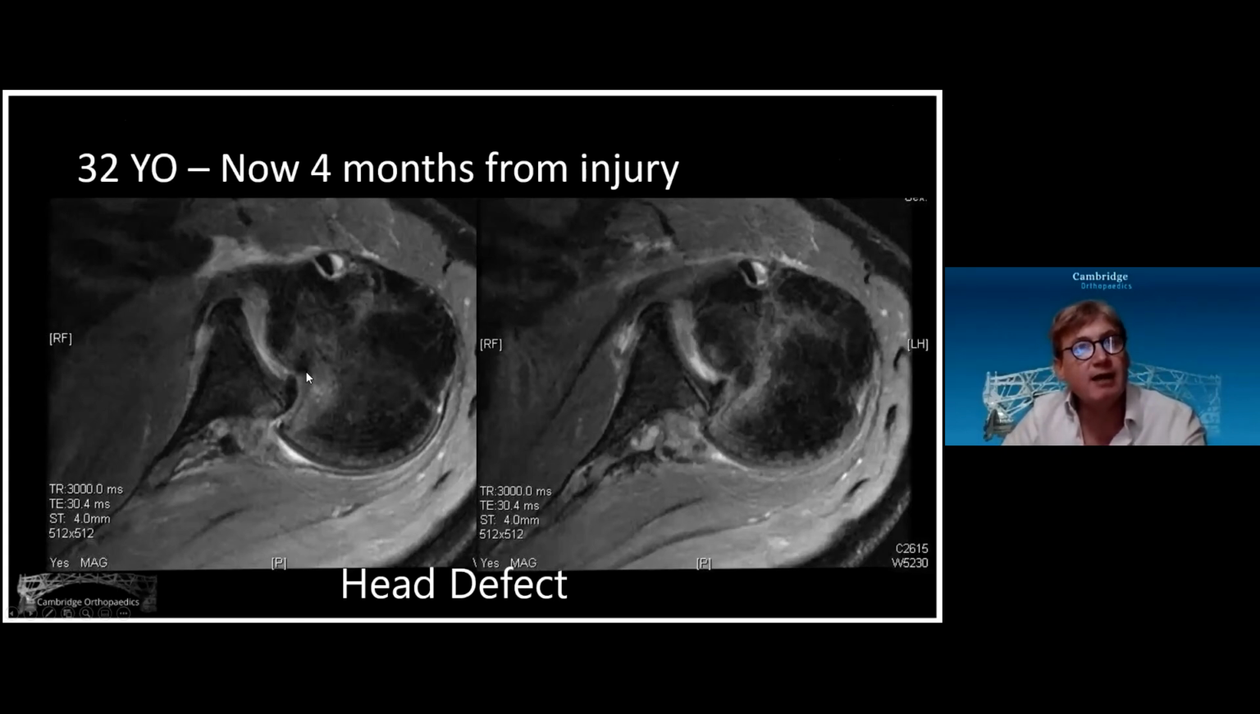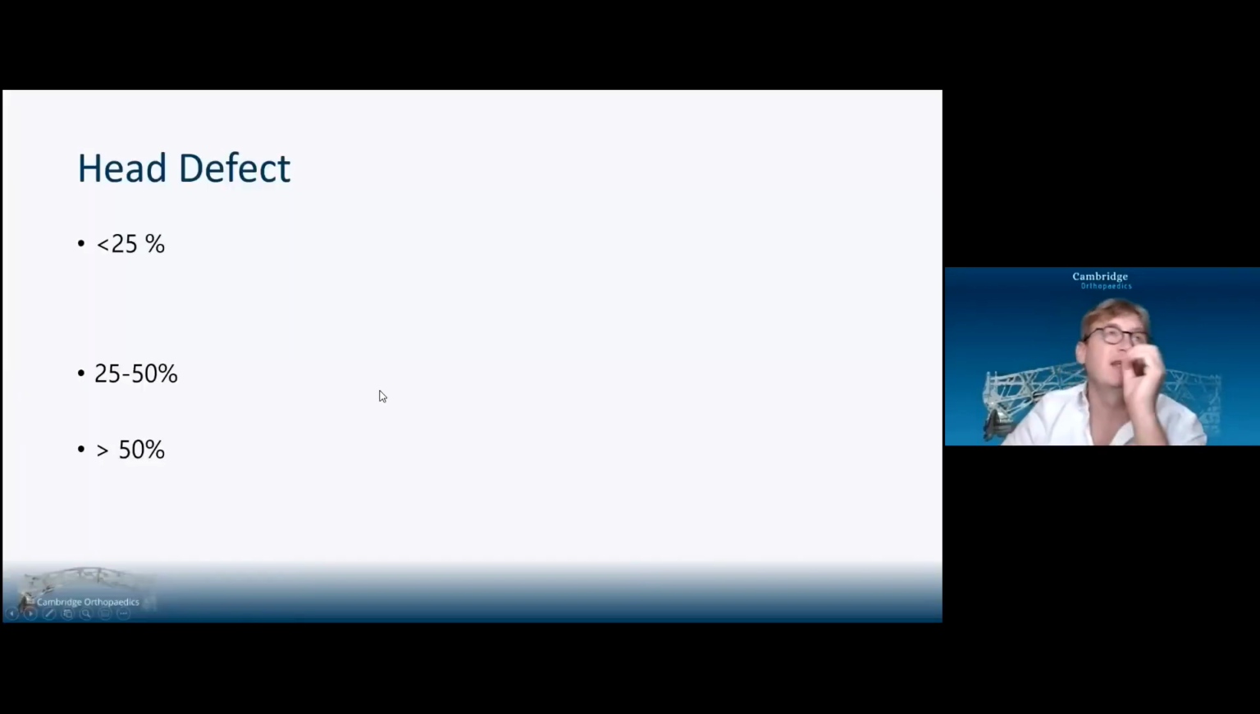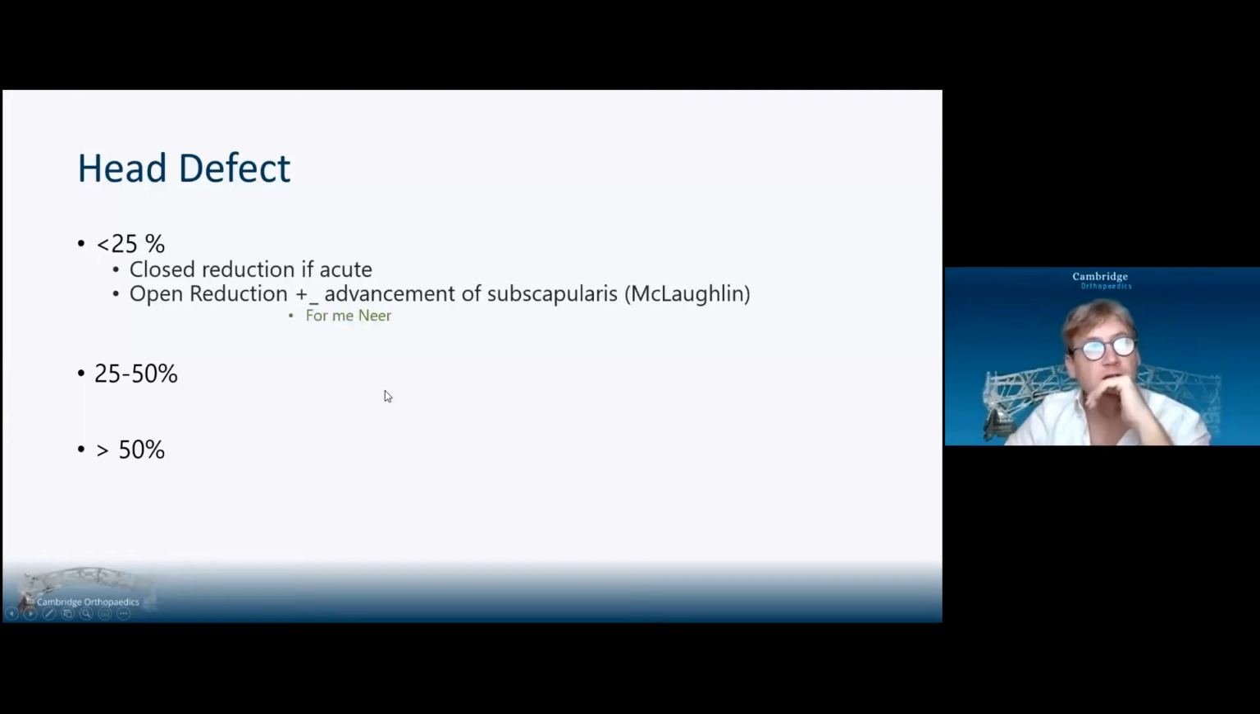There's a little bit of a head defect, and in my calculations, I'd say that this is less than 25%. And you need to think about the head defect and what you're going to do about the defect. If it's less than 25%, you can often achieve a closed reduction if it's an acute injury. If it's a delayed injury, you might need to open it, and you can then open it by using Robinson's approach through the rotator interval, continue that down into a subscapularis tenotomy and do a McLaughlin.